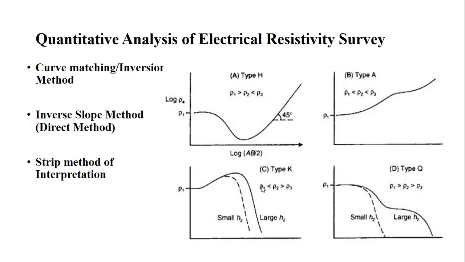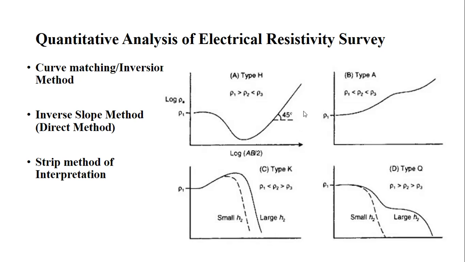Quantitative analysis of the electrical resistivity survey includes the curve matching technique or inverse method, the inverse slope method or direct method, and the third one is the strip method of interpretation. Of these three quantitative analysis methods, the curve matching technique is the most popular. It is prominently used for three layered formations, where we have model curves, and the curve obtained from the field data is matched with the given prototype or model curves.